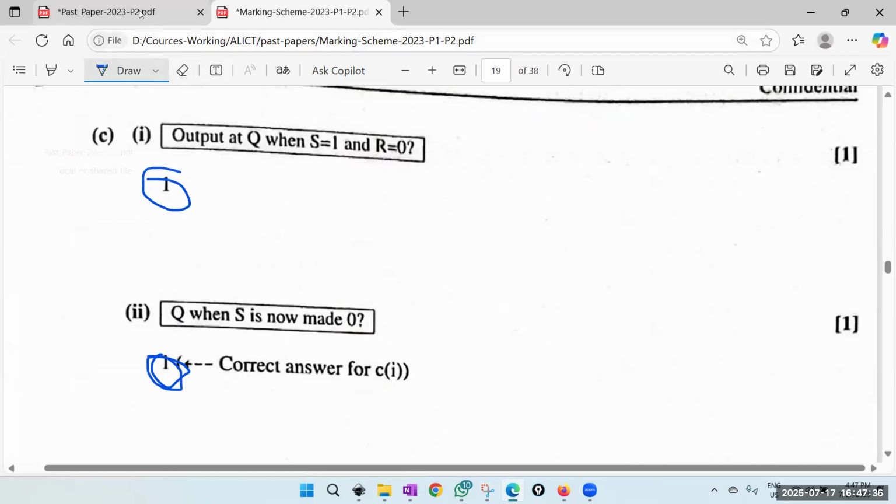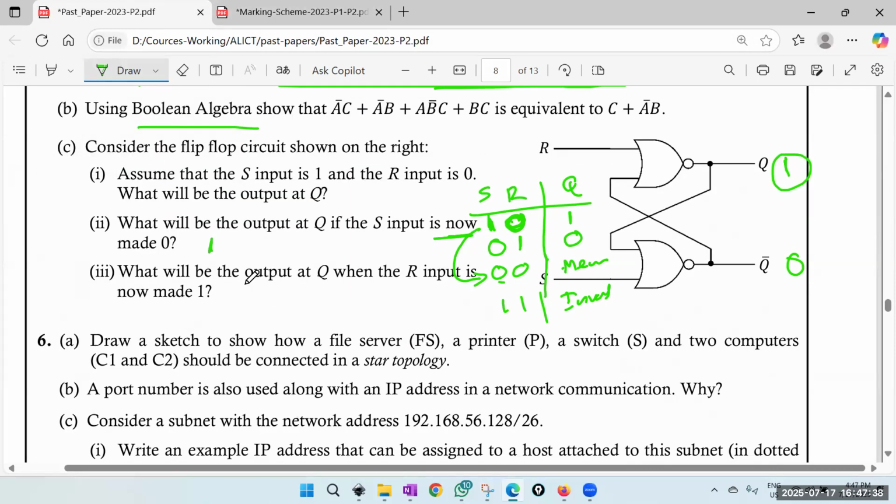Okay, because this is memory. Then what will be the output at Q when R input is now made 1? Now currently we are in the 0, 0 situation. Now you make the R input 1. R input to 1 means S is still 0 and R is 1. So that is S 0, R 1, which is reset. Reset means now Q is 0 and Q dash is 1. So what they ask is Q, and now Q is 0.